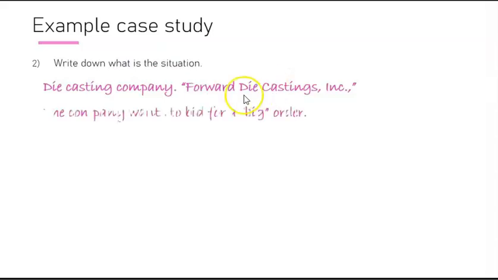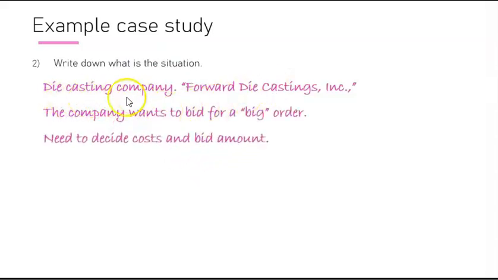Write down what the situation is. Okay, it's a die casting company. The company's name is Forward Die Casting Incorporated. I've just given a name. You can use a similar name anywhere, but make sure that you don't use an existing company's name as far as possible. If it's the name of a company of your relatives, they may feel bad about what you say about that company and its practices and so on. So as far as possible, pick a fictitious name.